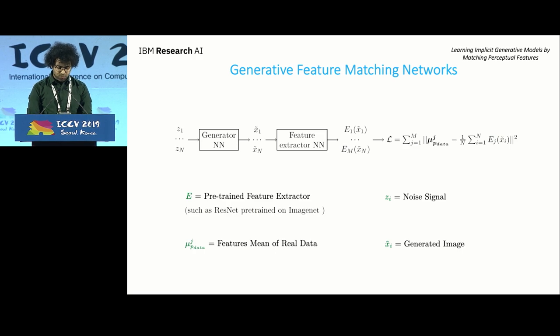GFMN has two main components, a generator and a feature extractor. During training, we sample a noise vector from a normal distribution and run it through the generator. These generated images are then passed to a fixed feature extractor to get feature statistics. The L2 loss is computed with mean and covariances between generated image features and real training data features. We pre-compute the mean and covariance feature statistics of the training images before the start of the training.